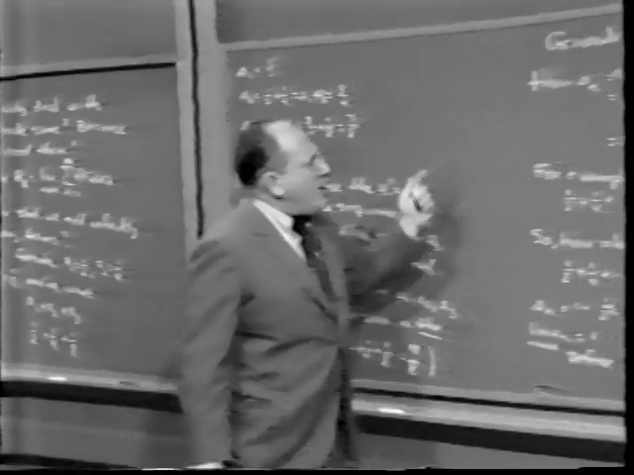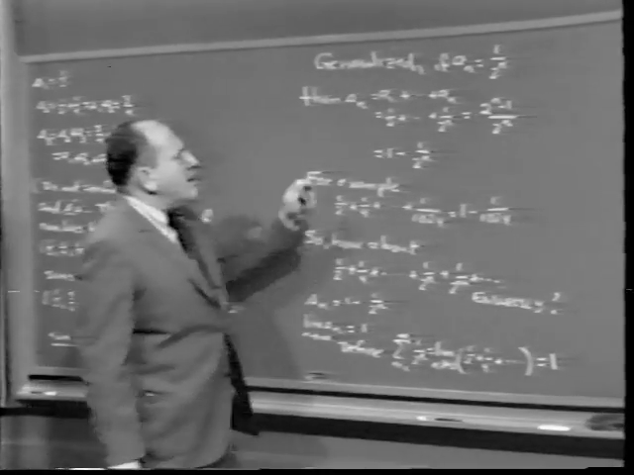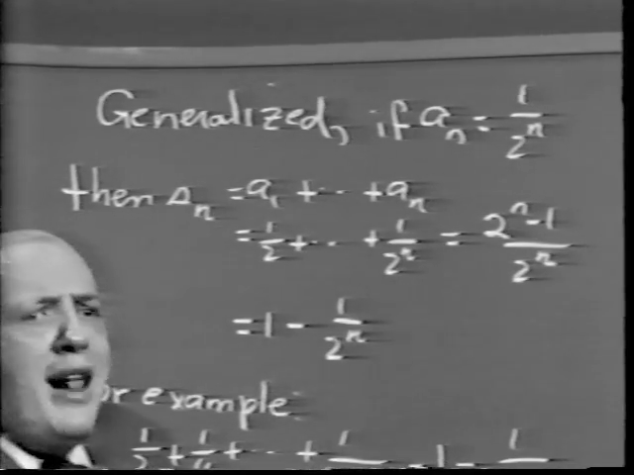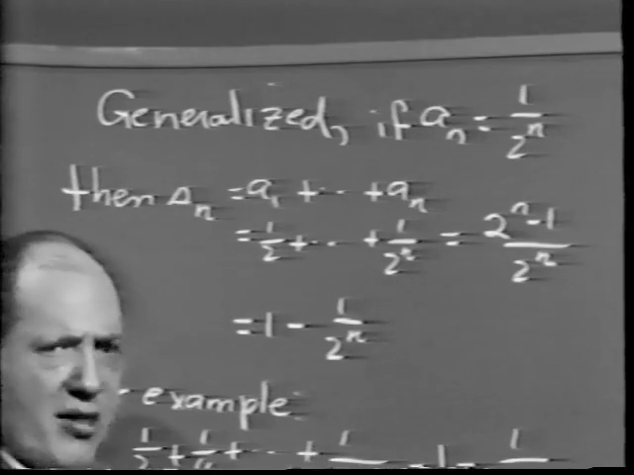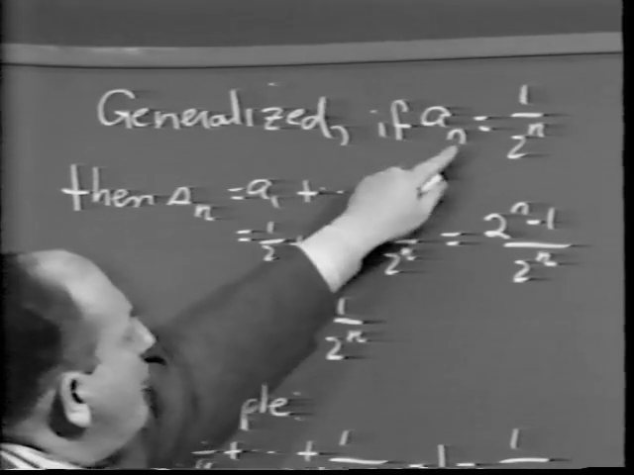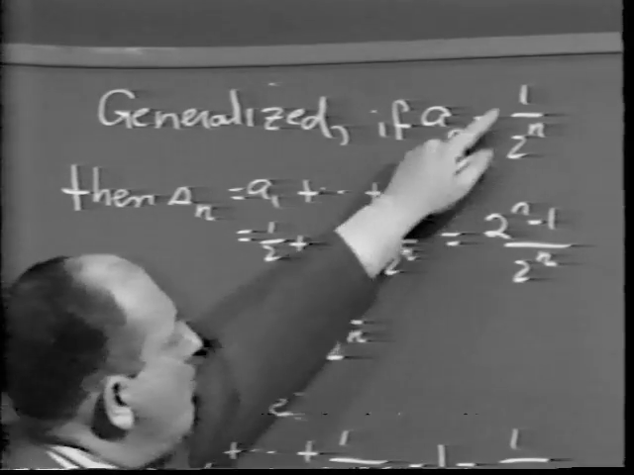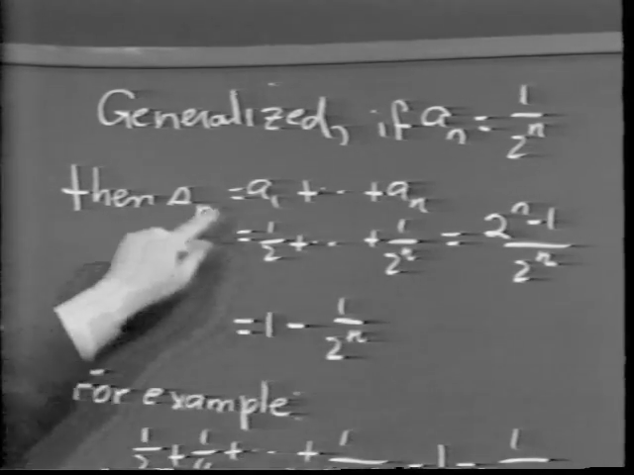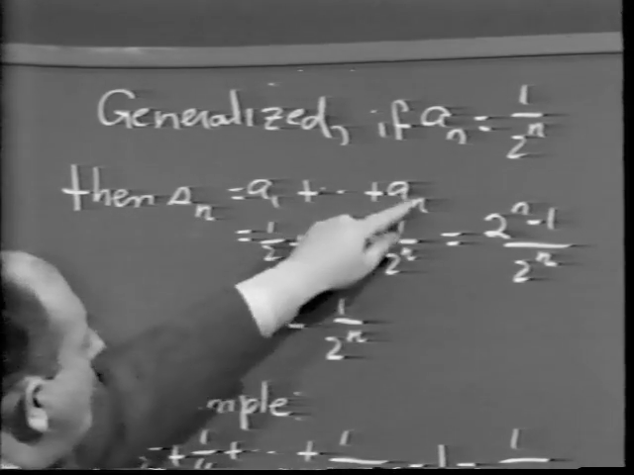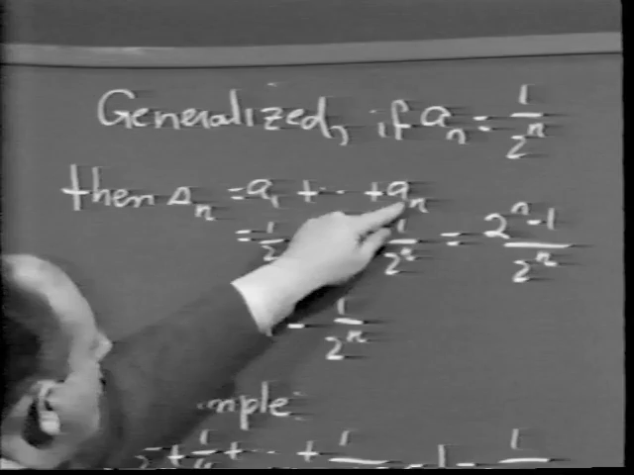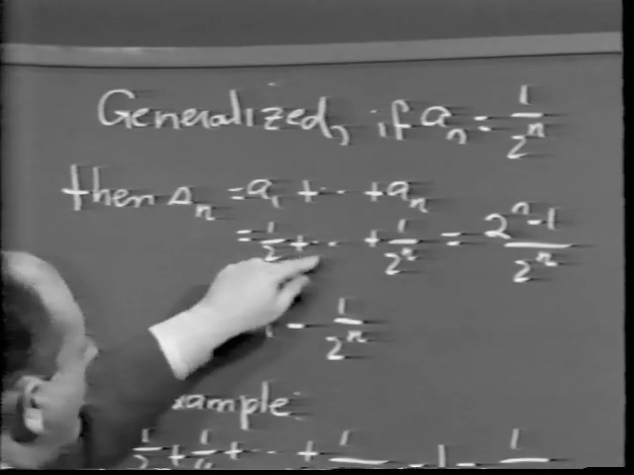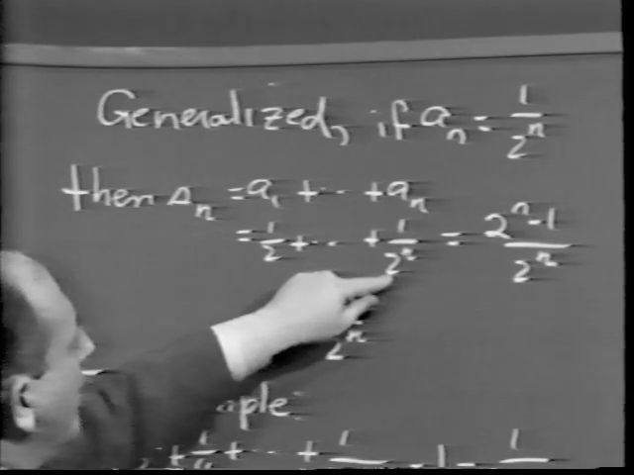At any rate, let's generalize this particular problem. Let's suppose now, instead of wanting to add 1/2 plus 1/4 plus 1/8, we want to add up the first n terms of the form 1/2 plus 1/4 plus 1/8. In other words, let the nth term that we're going to add, a sub n, be 1 over 2 to the n. Then the nth partial sum here, the sum of these n terms, is, of course, what? a1 plus, etc., a sub n. That turns out to be 1/2 plus 1/4 plus, etc., 1 over 2 to the n.